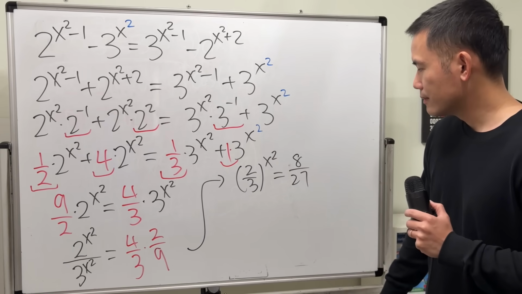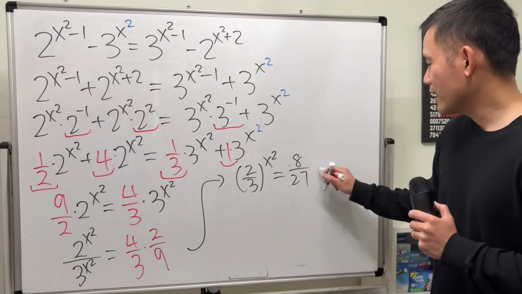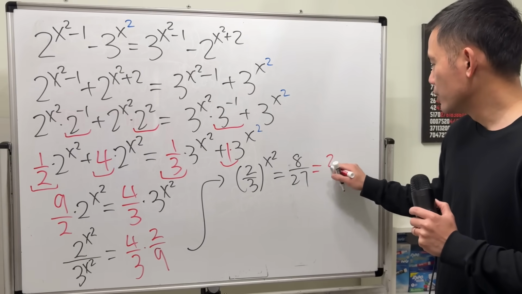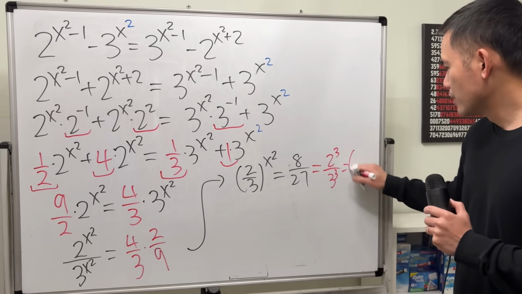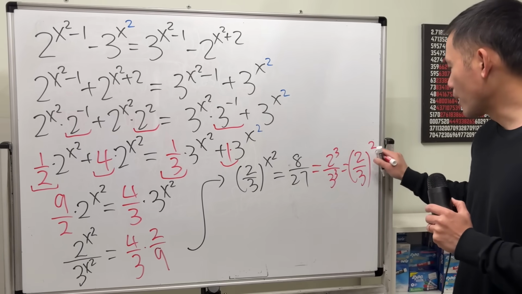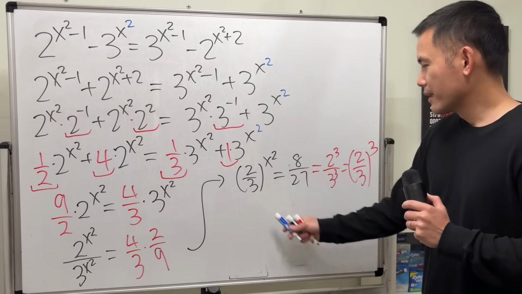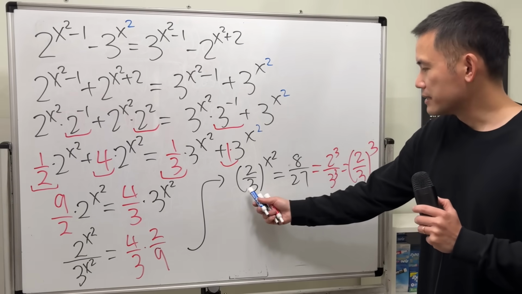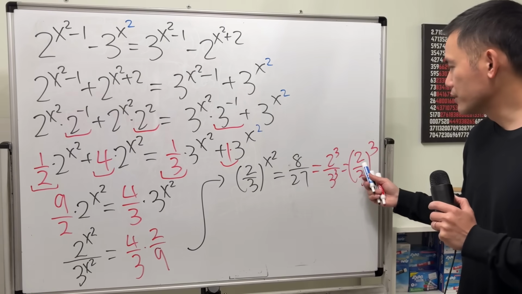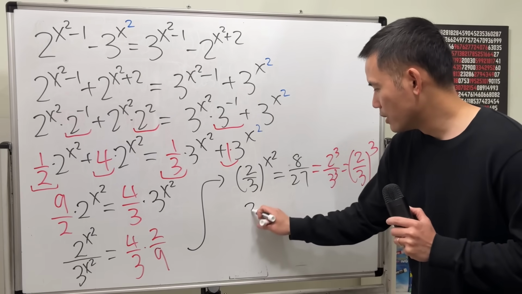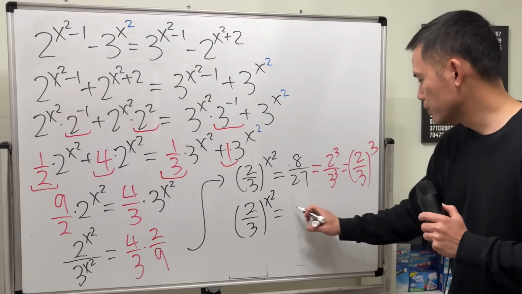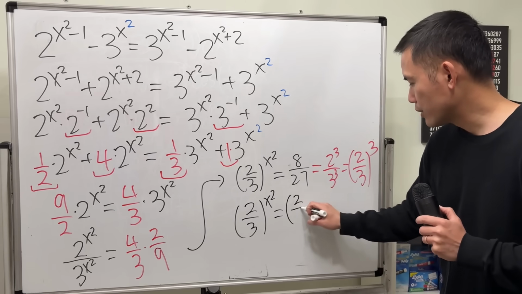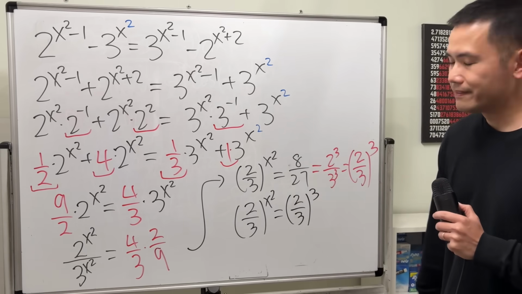Okay, and in fact, this is quite nice because if you look at this, this is 2 to the third power, and then this is 3 to the third power. So that's (2/3)^3. And have a look. The bases are the same now, 2 over 3, 2 over 3. So let me just make it clear. We have (2/3)^(x²). That's equal to this, which is the result of that, (2/3)^3.